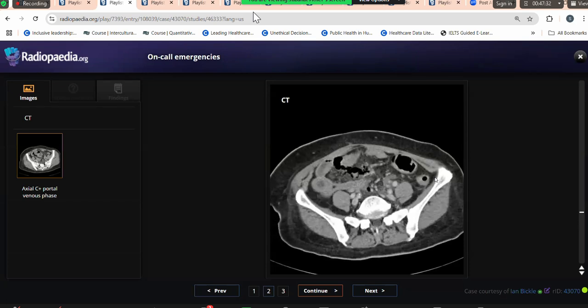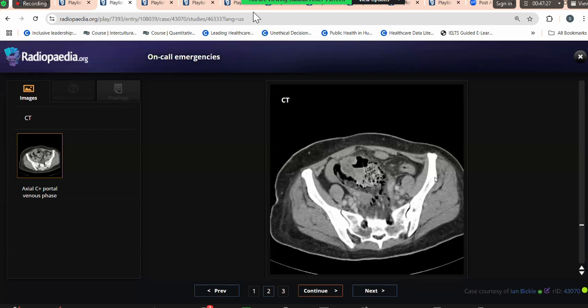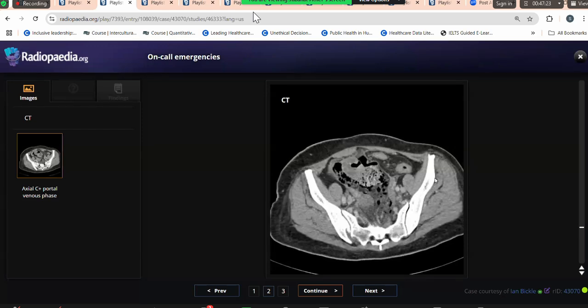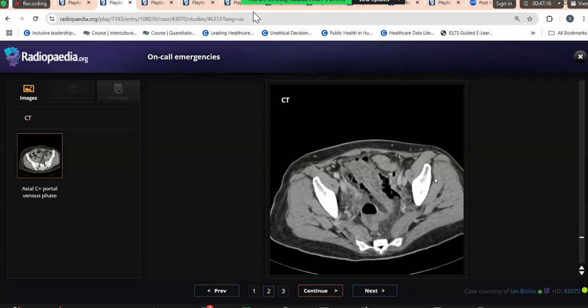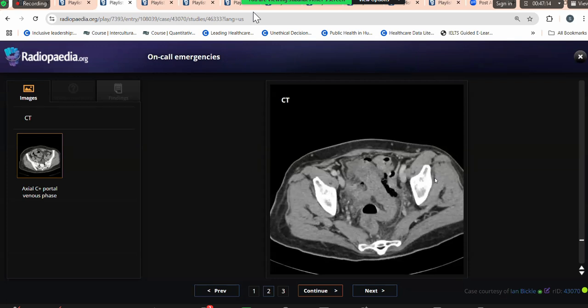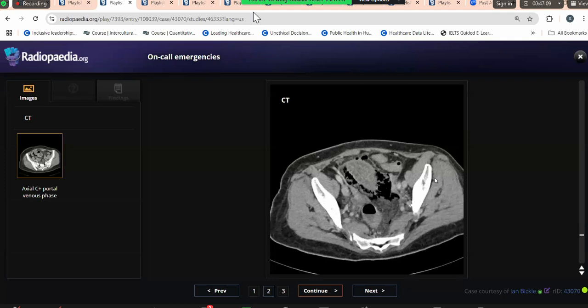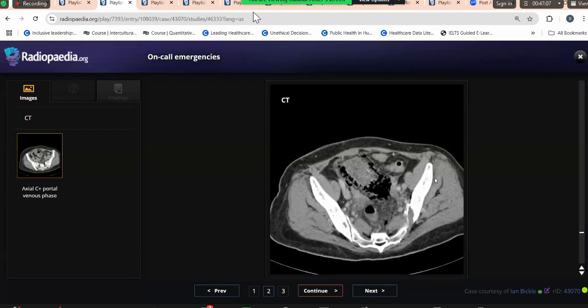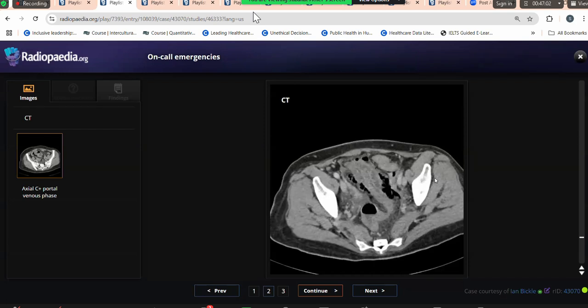This is perforation. There could be a mass, though I cannot see any definite evidence of mass. Diverticulitis is one possibility that has been ruled out. A mass is another possibility that can cause a wall perforation, and other than that, inflammatory bowel disease is a possibility. Okay, fair enough.